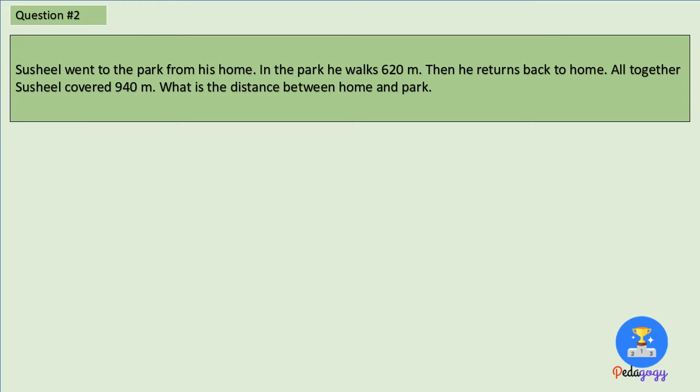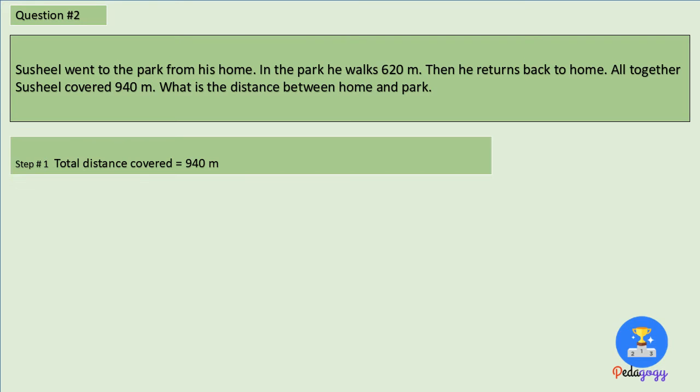Question number 2. Sushil went to the park from his home. In the park, he walks 620 meters. Then he returns back to home. Altogether, Sushil covered 940 meters. What is the distance between home and park?